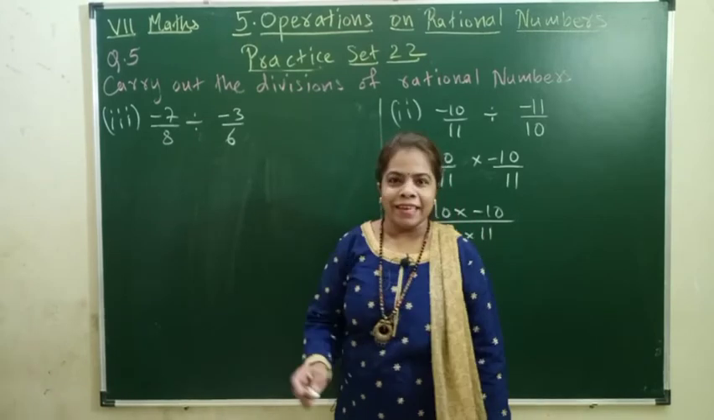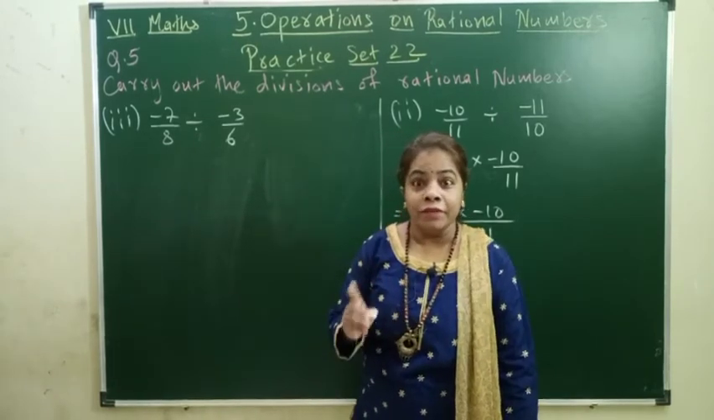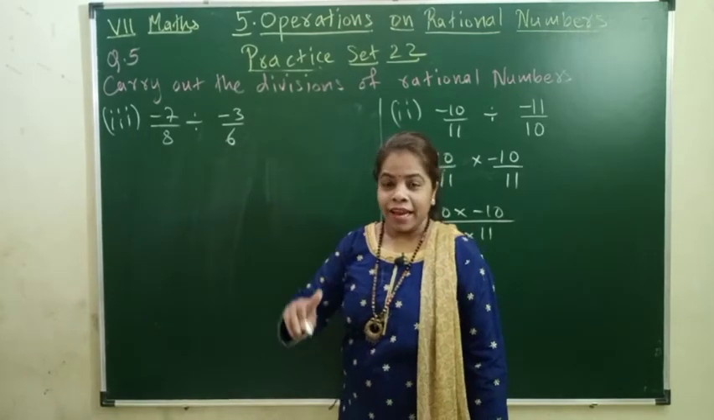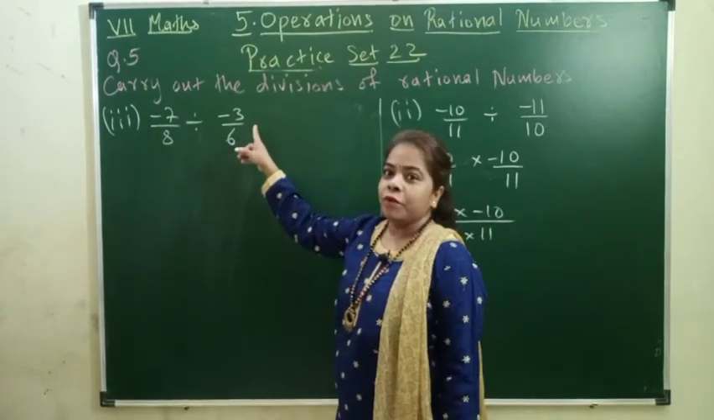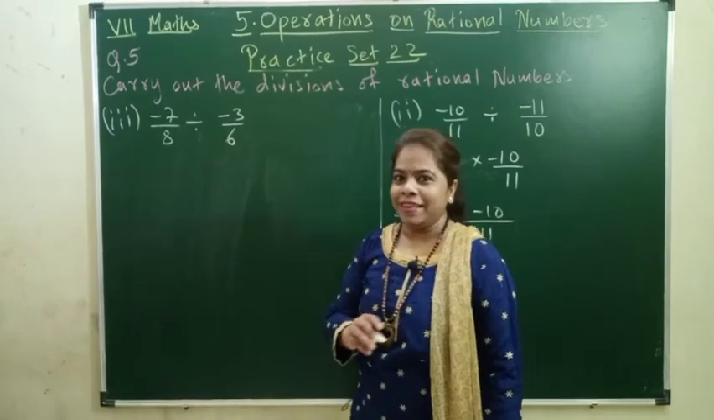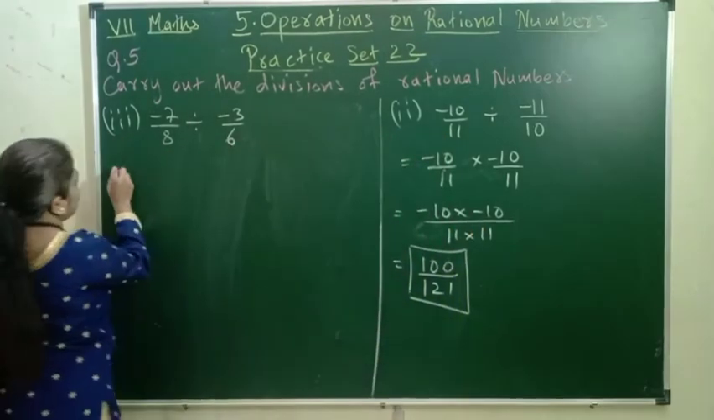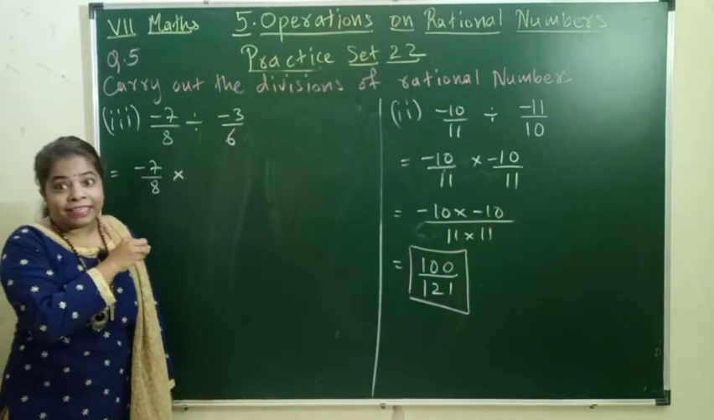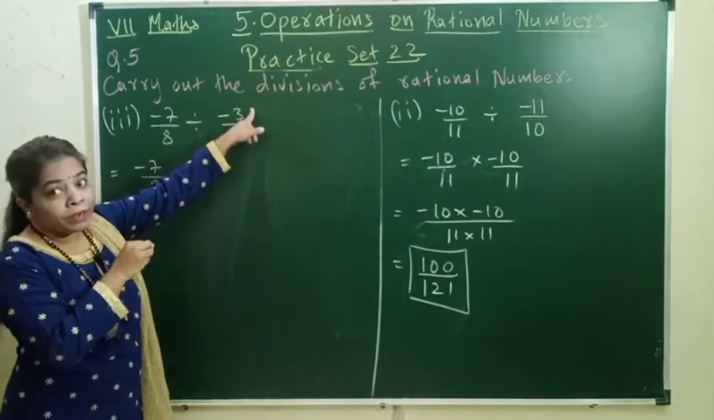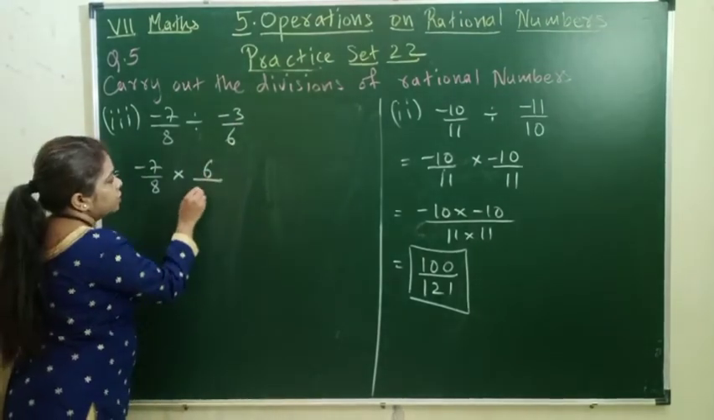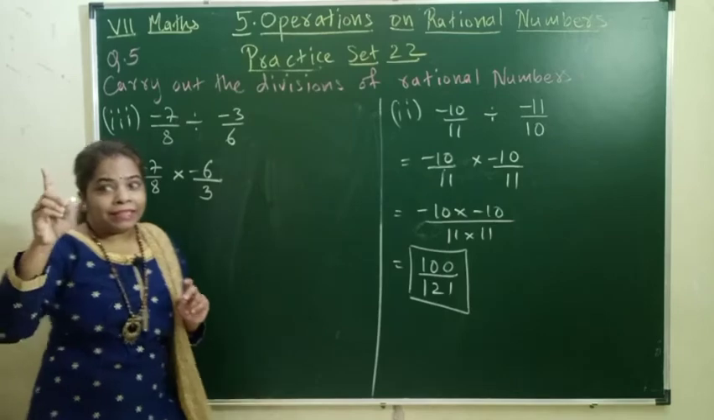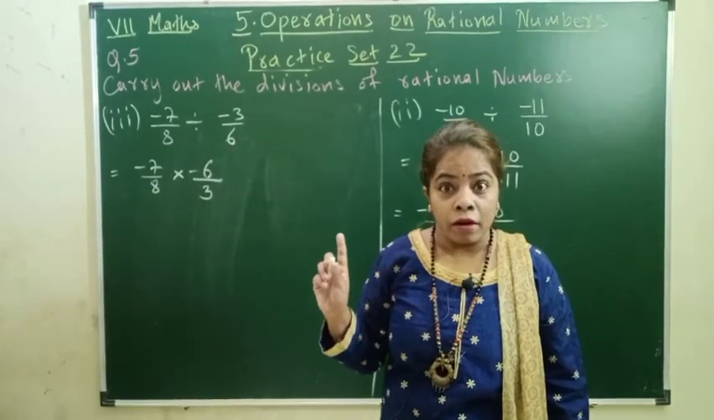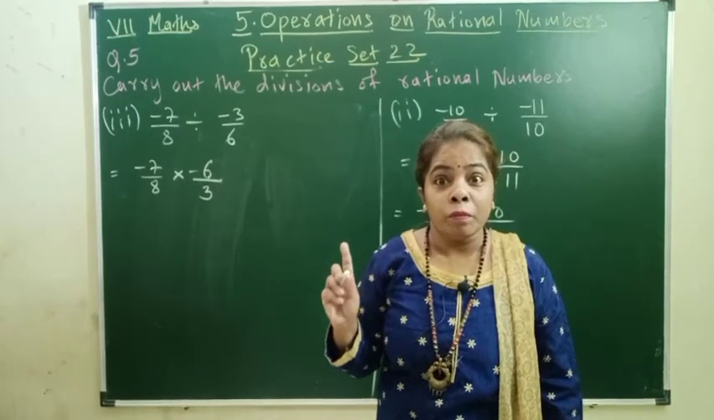Now the third sum, children. First we will change the division sign into multiplication sign, and after that we will take the multiplicative inverse of the second one. So let's begin. Division changes to multiplication. This will be reversed. I'll put a minus sign to the numerator, children. I don't put a minus sign to the denominator. It always comes with the numerator.